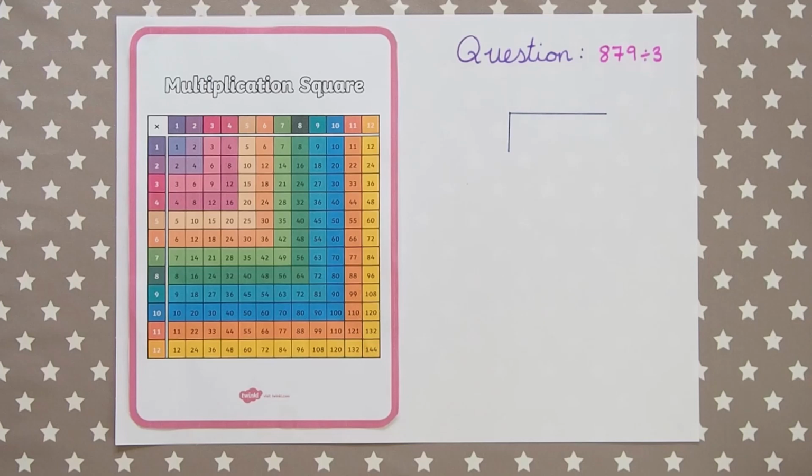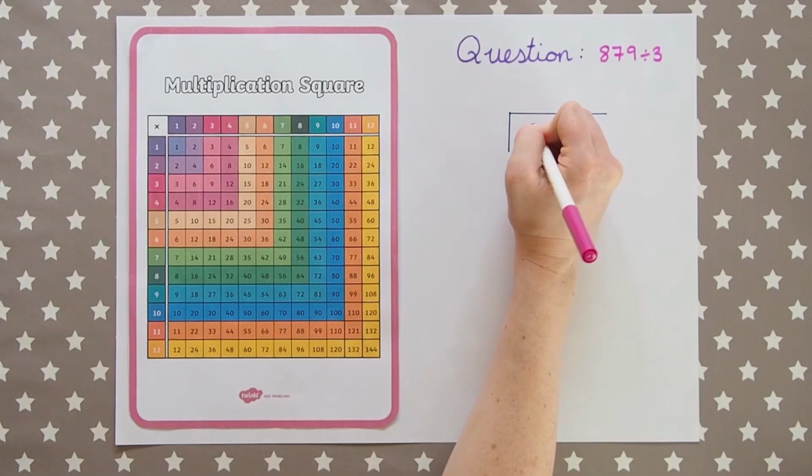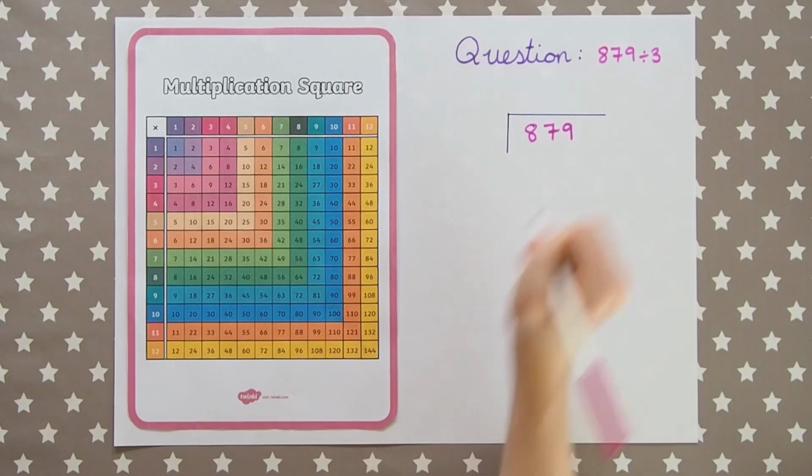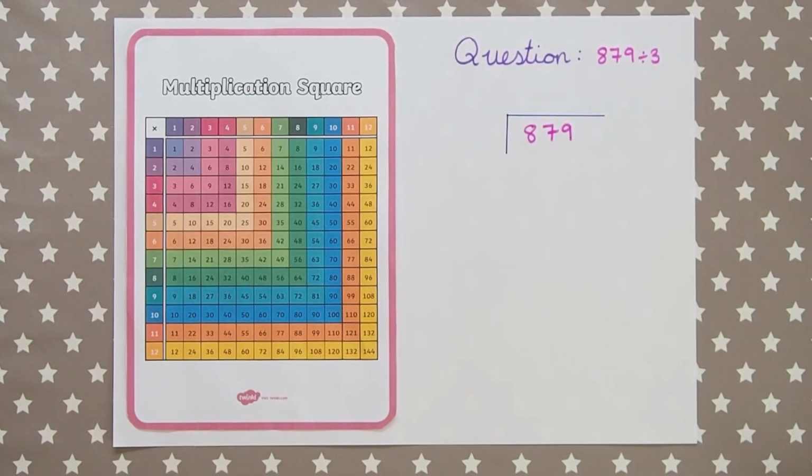Now the first step I want you to take is to draw your division symbol, which looks like the top half of a rectangle, like this. Once you have your division symbol written down, I want you to go ahead and write your dividend on the inside. And I want you to write your divisor on the outside.